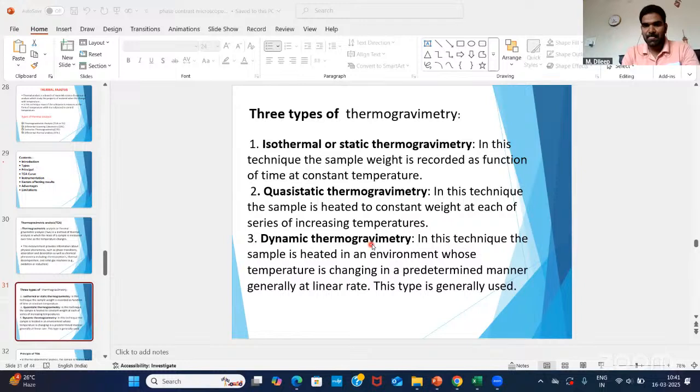The third one is dynamic thermogravimetry. In this technique, the sample is heated in an environment whose temperature is changing in a predetermined manner, generally at a linear rate. This type is generally used. In dynamic thermogravimetry, the sample is heated and the temperature changes linearly as it is heated gradually. This is the method we will actually use.